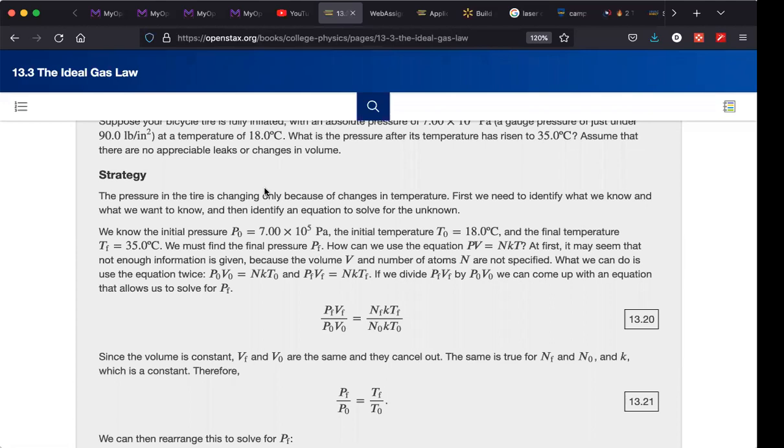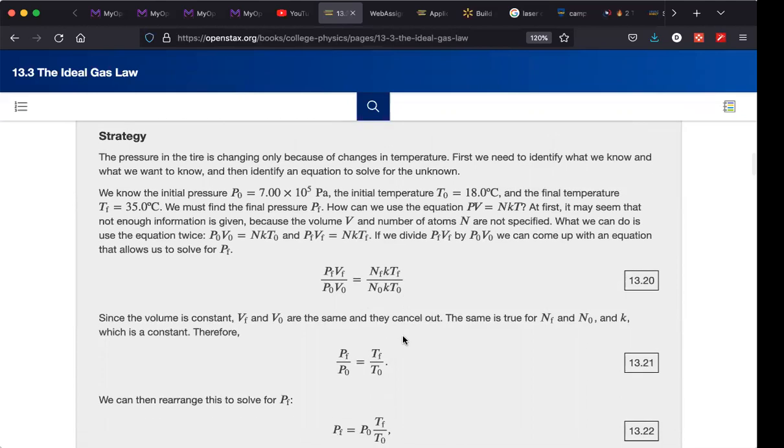Well, one way that you can use the ideal gas law is to use it as a ratio of final over initial, or initial over final. So here we have the final pressure and the final volume over the initial pressure, initial volume, and that's equal to the final number of molecules times the Boltzmann constant times the final temperature, over the initial number of particles times the Boltzmann constant times the initial temperature. And then you just go through here and you say, well, in this particular problem, we're talking about a tire where we change the temperature, but that's the only thing we change. The K constant never changes, but we're also not changing the amount of gas.